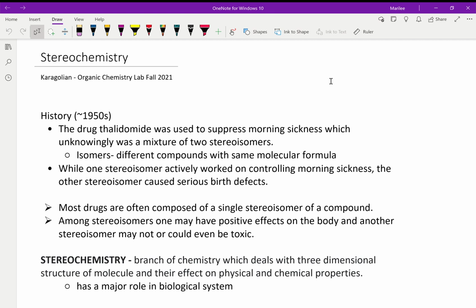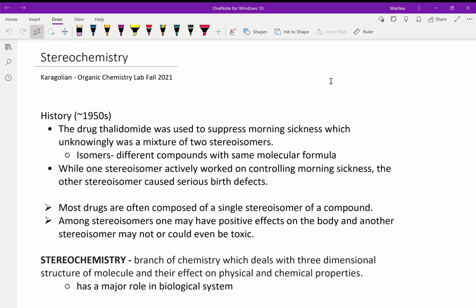And if you recall, isomers are different compounds with the same molecular formula. So they realized that one stereoisomer was actually helping the morning sickness, and the other stereoisomer was causing the birth defects. So that's when stereochemistry came into big effect.